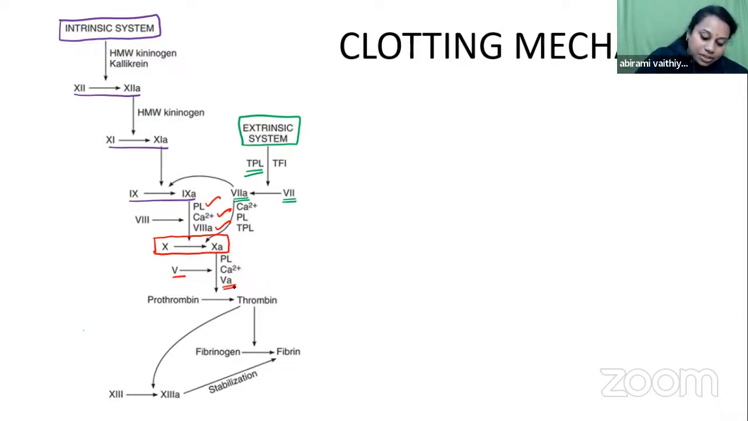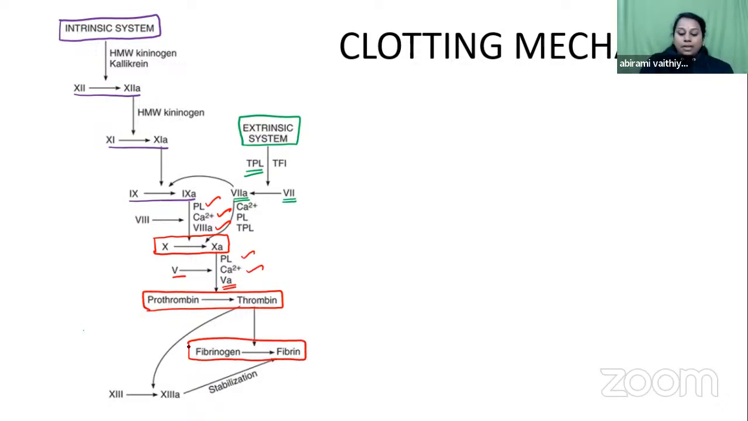Factor 5 is converted to 5A with the help of phospholipid and calcium. And that converts prothrombin into thrombin. Thrombin converts fibrinogen into fibrin. Fibrin is the clot that is formed. So thereby, a fibrin clot is formed.